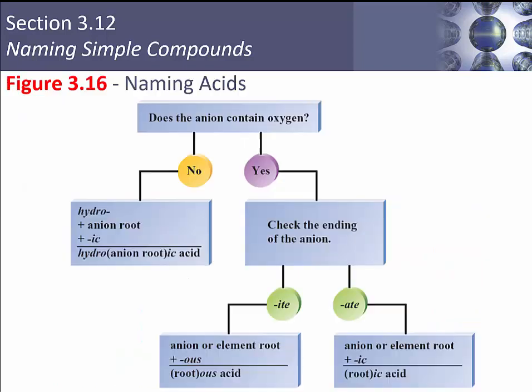Here is our flowchart for naming these acids. Does the anion contain oxygen? If no, then it's hydro- plus whatever the anion is, like hydrofluoric acid. If it does contain oxygen, like nitrate, you check whether it's an -ite or an -ate. If it's an -ite, it becomes -ous. If it's an -ate, it becomes -ic, like nitrate, HNO3, becomes nitric acid.